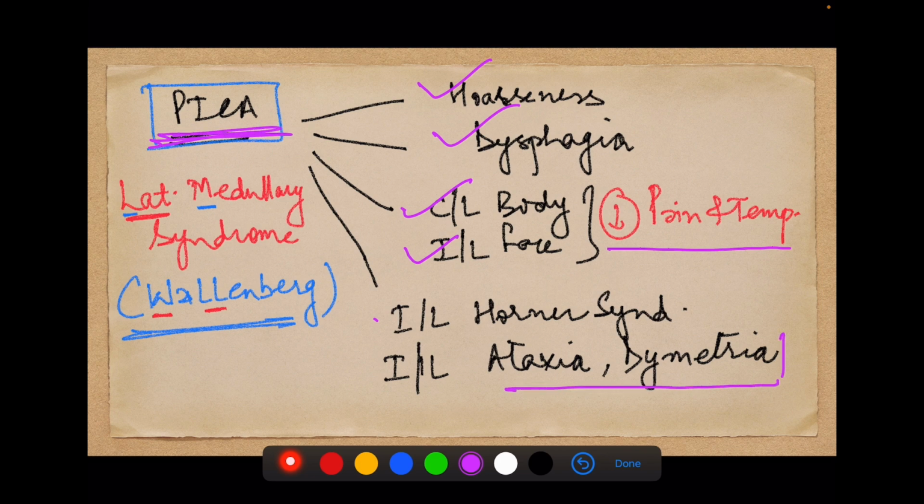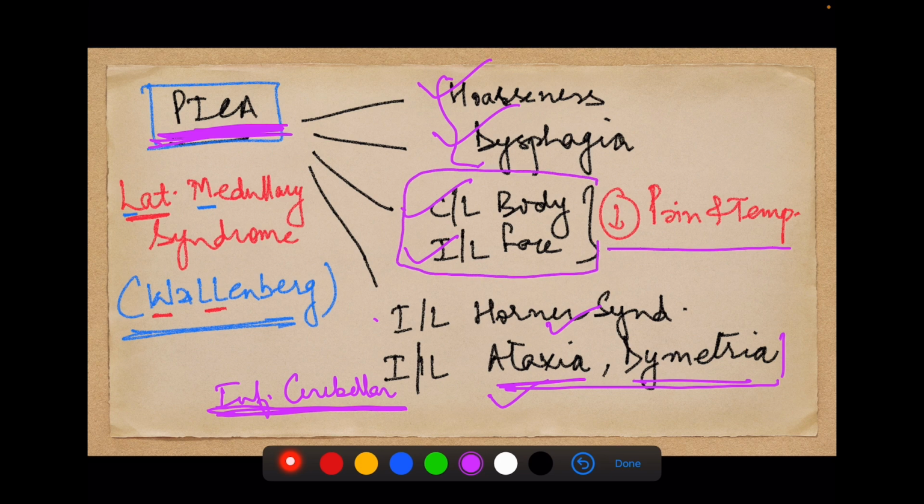Why? Because this PICA, the posterior inferior cerebellar artery, as the name itself suggests, supplies blood to the inferior cerebellar peduncle. So if there is involvement of the cerebellum, whether that is a part of the peduncle or cerebellar cortex, there will be ataxia and dysmetria. So all the symptoms of this cerebellar involvement, Horner syndrome, hoarseness and dysphagia of the 9th, 10th, and 11th, and because of involvement of the spinothalamic tract, loss of pain and temperature. Lateral medullary, Wallenberg, PICA.